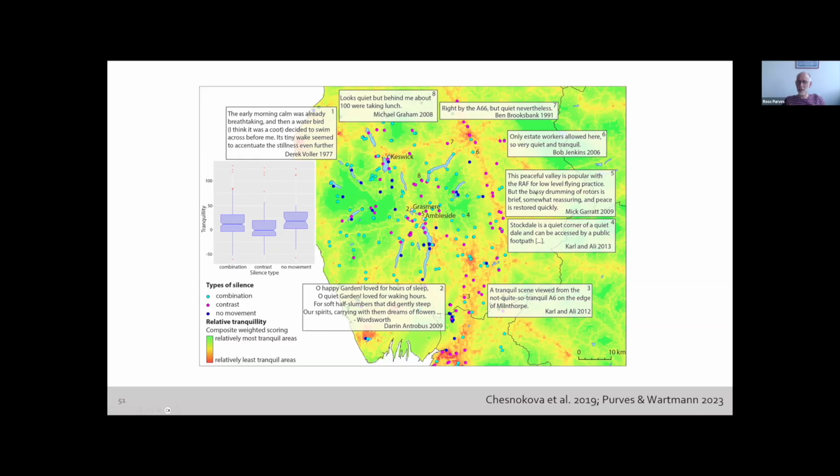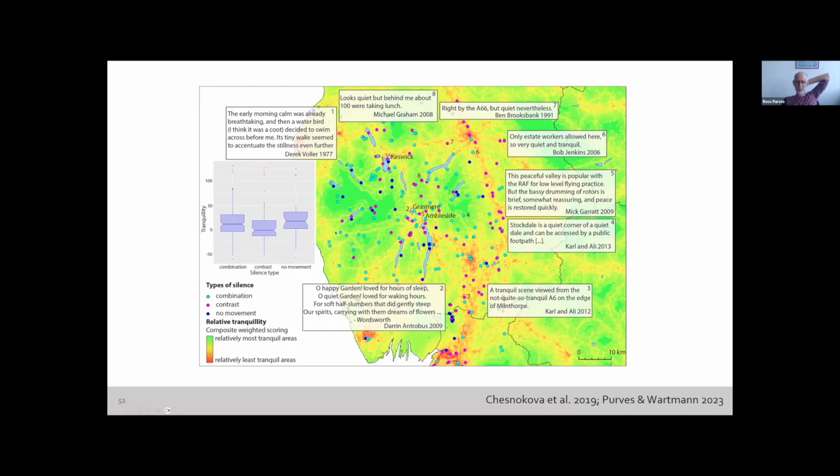And down here, again, you can see something similar. This peaceful valley is popular with the Royal Air Force for low-level flying practice. But the drumming of the rotors is brief and peace is restored quickly. So again, it's an example of contrast. And contrast turns out to be quite common.